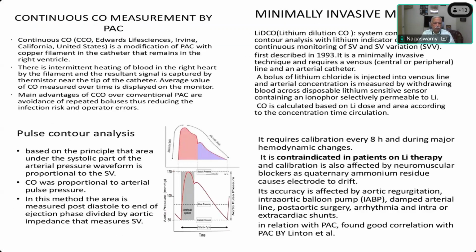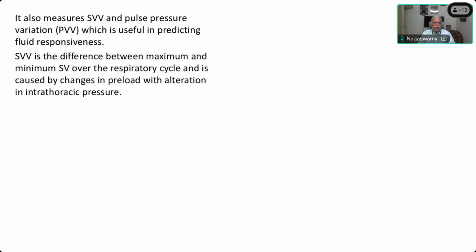The next is pulse contour analysis, based on the principle that the area under the systolic part of the arterial pressure waveform is supposed to reflect the stroke volume. You can see in this picture the area under the curve, which is the ventricular ejection, and then this is the diastolic period that is shown here. This is shown here in the red and blue color. So in this method, area is measured post diastole into the ejection phase. These are all the other things that are measured, like stroke volume variation and pulse pressure variation.